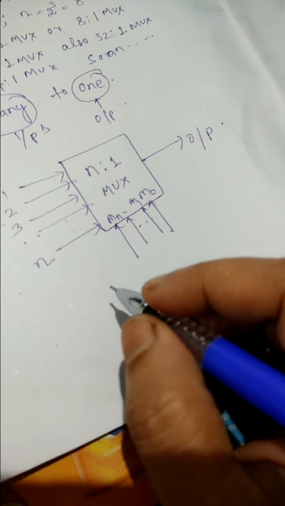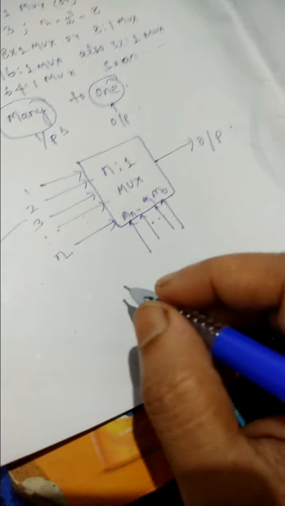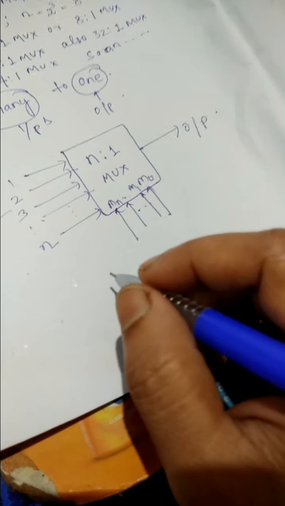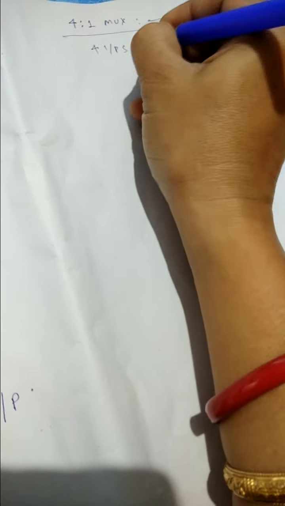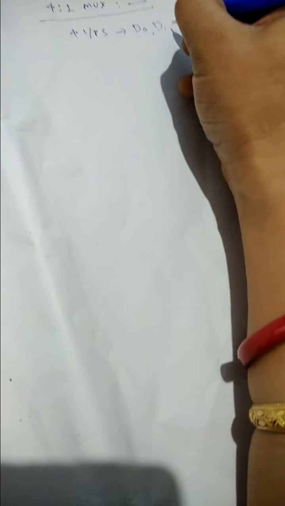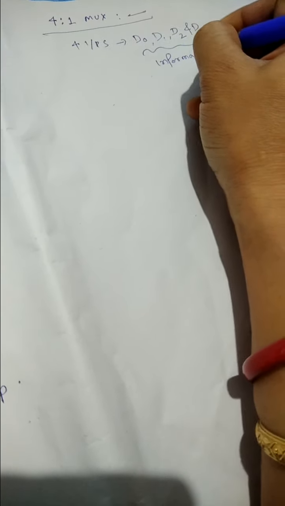Similarly, for 2:1 mux, we can design using only a single select line, that is 0 or 1. So let us design a 4 is to 1 mux. How will we design a 4 is to 1 mux? There are 4 inputs. These are D0, D1, D2 and D3. These are the informations you can say. This can be sent through a common channel, so that a particular input can be selected at the output side.